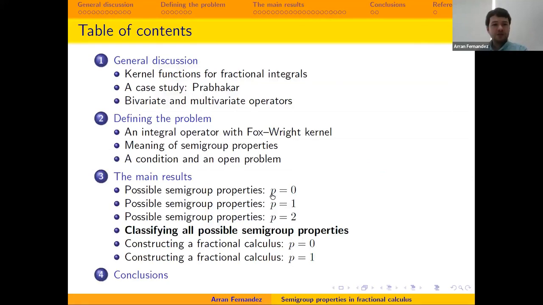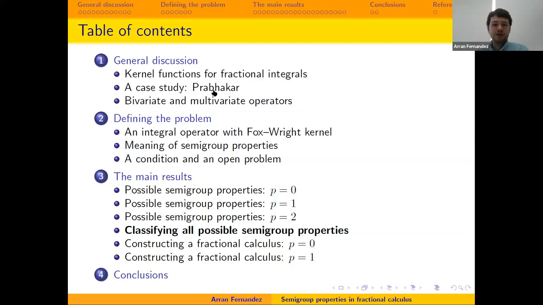So here's the outline of the talk. The problem itself is quite simple and elementary in its statement, but it takes a lot of explanation to see why this problem is interesting and why it's worth studying. So I'm going to spend probably at least half the talk on these first two sections, which are sort of set up. We will have some general discussion first, fractional integrals with various possible kernel functions.